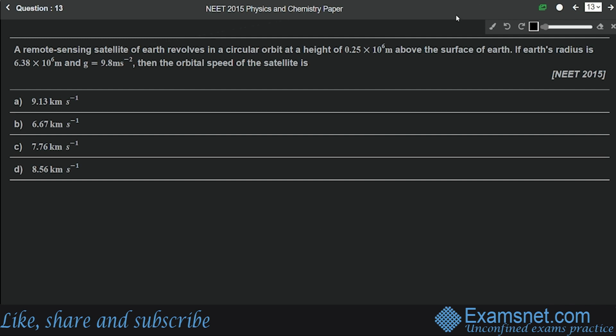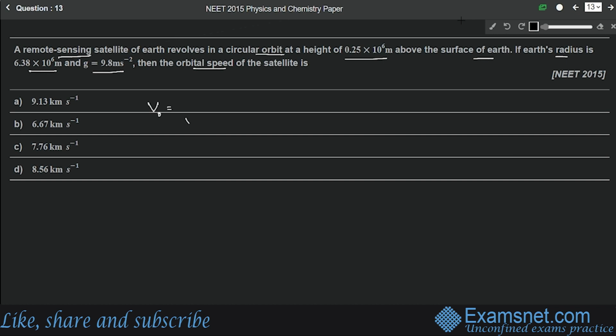Now question number 13 is from gravitation, and the question is, a remote sensing satellite of Earth revolves in a circular orbit at a height of 0.25 × 10^6 meter above the surface of Earth. If Earth's radius is 6.38 × 10^6 meter and g is equal to 9.8 meter per second squared, then the orbital speed of the satellite is.